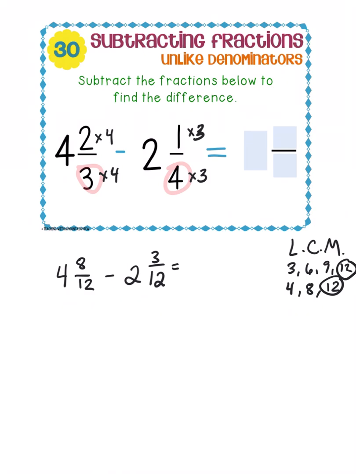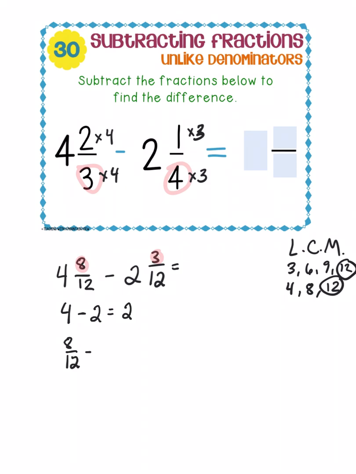Now this is a good example for us to look at first because as you can see, I'm not going to need to borrow in order to subtract these. So in this case, instead of spending time converting these to improper fractions, I can just subtract it in two parts. 4 minus 2 gives me 2.